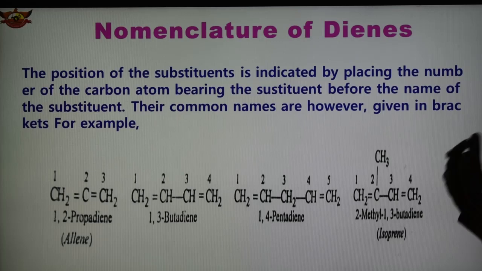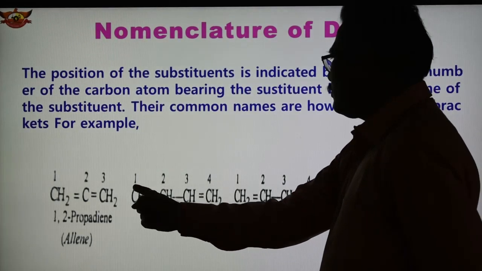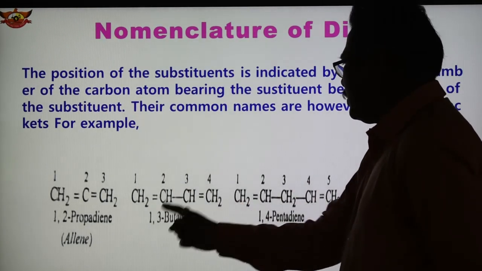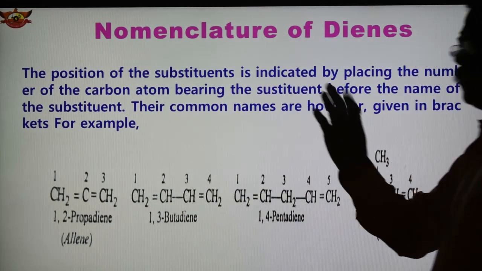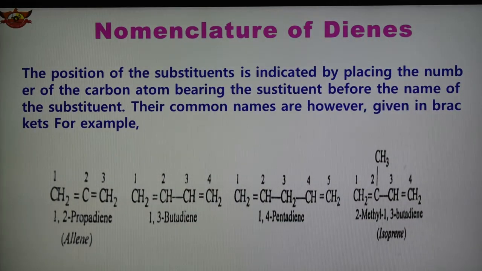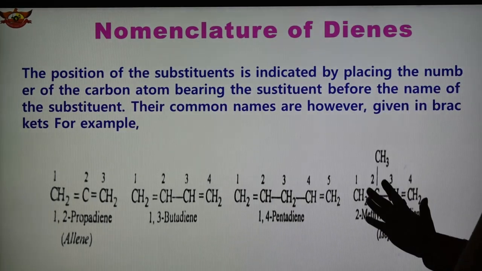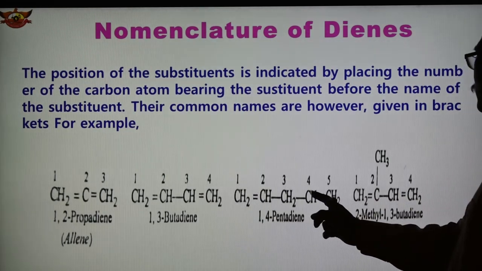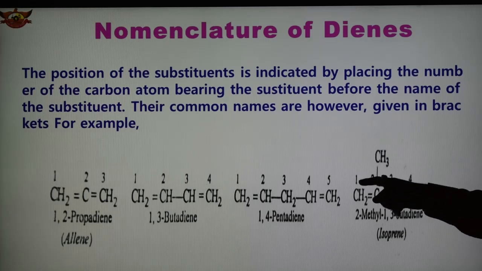Another very well-known example is 1,3-butadiene. The double bonds start from carbon 1 and from carbon 3. So 1,3-butadiene, because 4 carbons are there, 1, 2, 3, 4, so butane becomes butadiene. Another example is here, 5 carbons are there, 1, 2, 3, 4, 5, and 2 double bonds are there, one on carbon 1 and one on carbon 4. So 1,4-pentadiene.